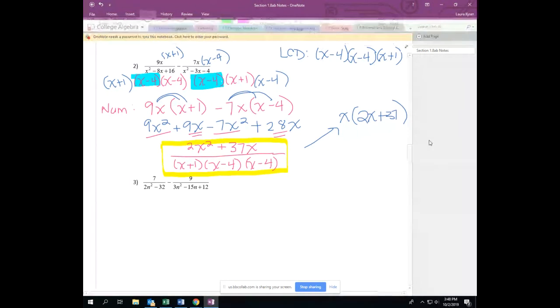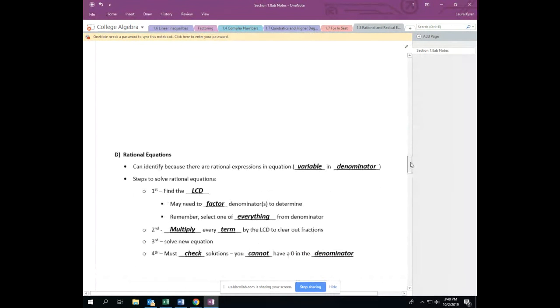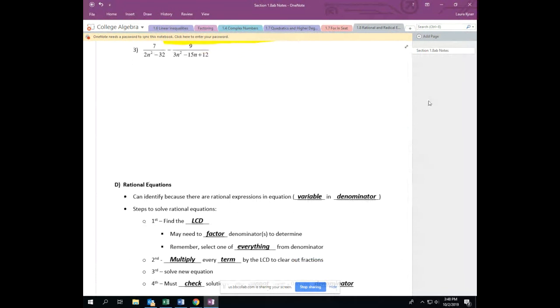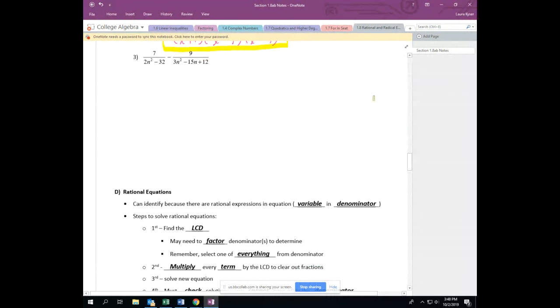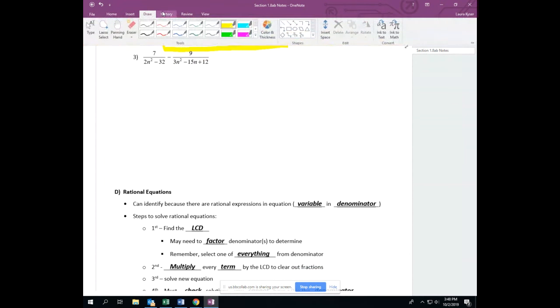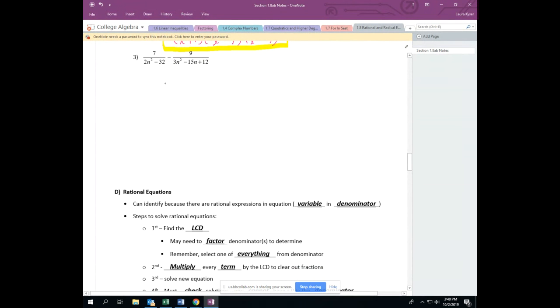Let's take a look at this third one here. Whoa, too far. There we go. Still too far. I don't like that. Okay. So we're going to do some similar operations here, just with these new polynomials that are here. So let's pull up some other colors. Let's use purple. We're going to factor these denominators completely.